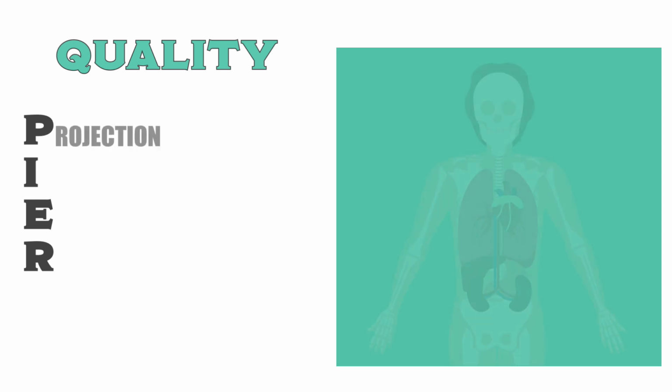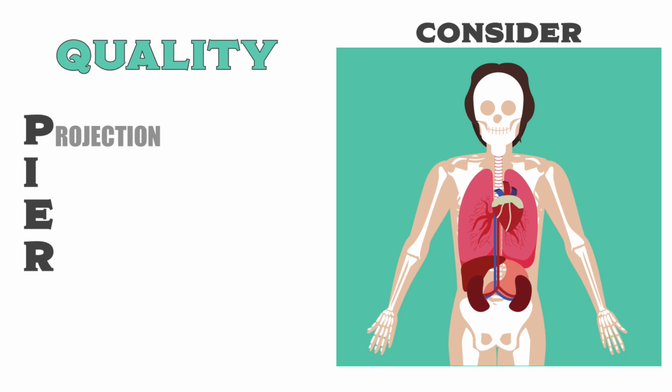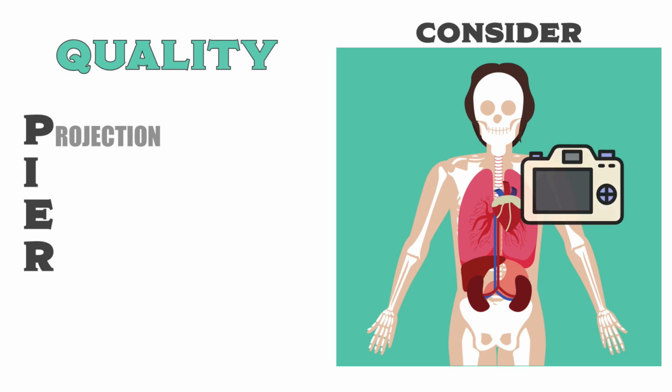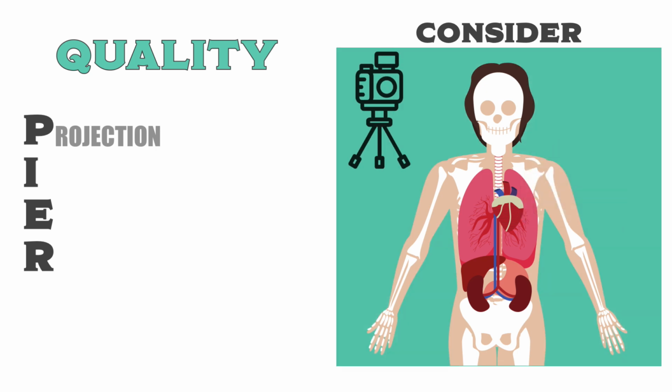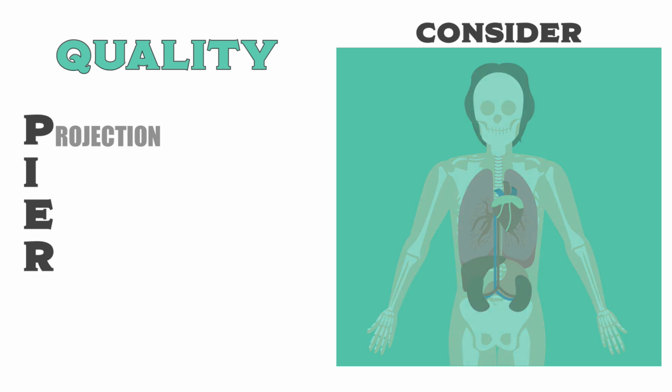Projection. When looking at a chest x-ray, you'll want to consider how the image was taken. Was the image taken anterior-posterior, AP, or posterior-anterior, PA? Lateral, supine, or standing? The patient's position in relation to the camera affects how organs will appear on the image.